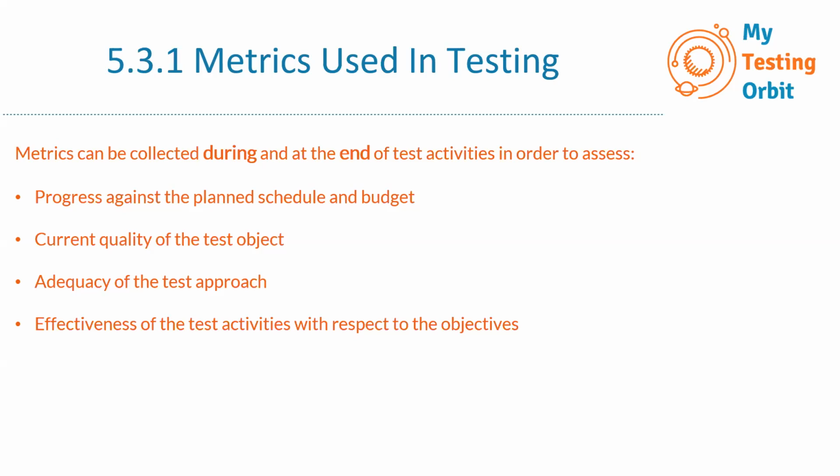The third one is adequacy of the test approach. So how adequate is the approach which you defined for testing? And the last one is effectiveness of the test activities with respect to the objectives. So the test activities which we are performing for a certain project, how effective are they in order to meet the test objectives defined for that project? So the metrics which we collect during or at the end of the test activities are basically collected in order to assess these things.